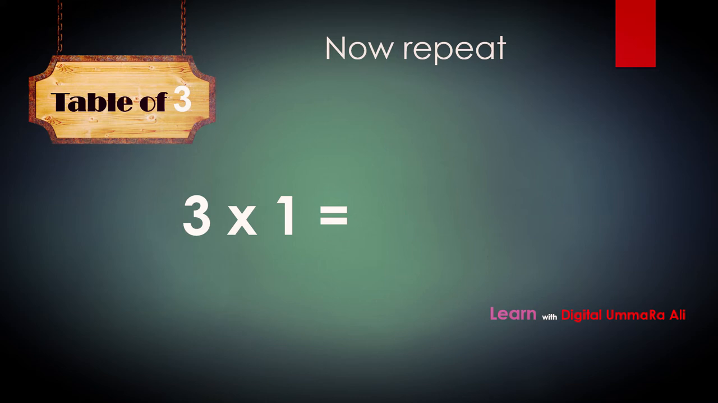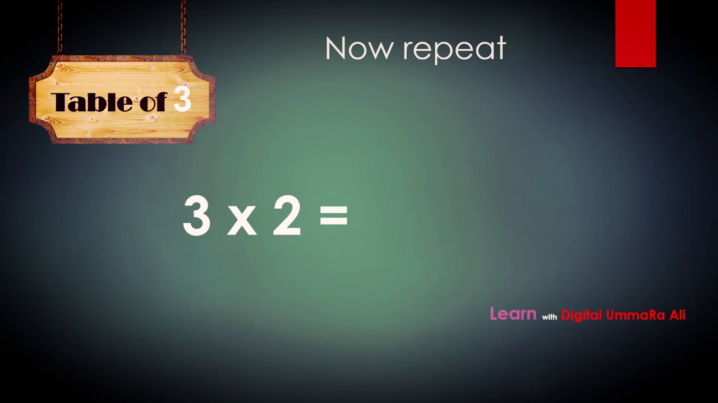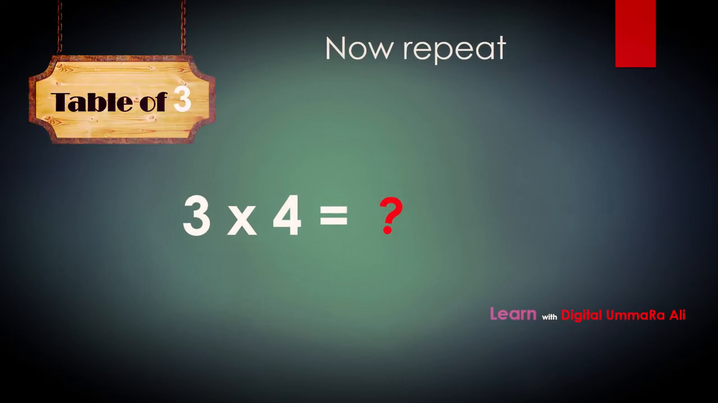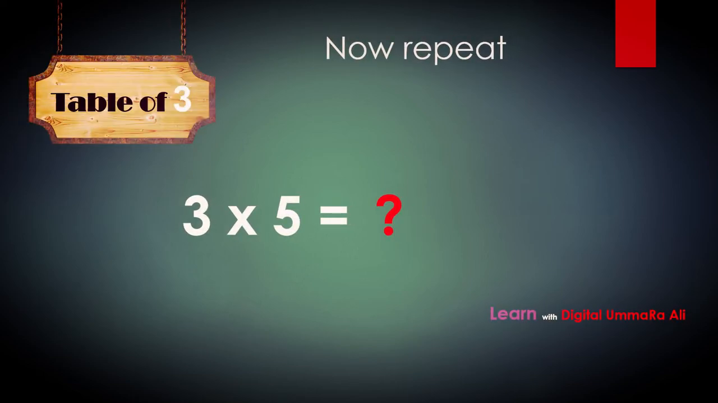3 ones are, yes, tell me, 3 ones are 3. 3 twos are 6. 3 threes are 9. Very good, well done. 3 fours are 12. 3 fives are, yes, tell me, 3 fives are 15.